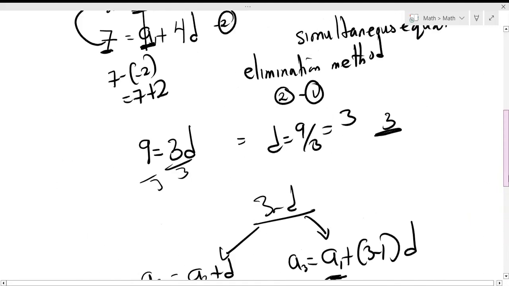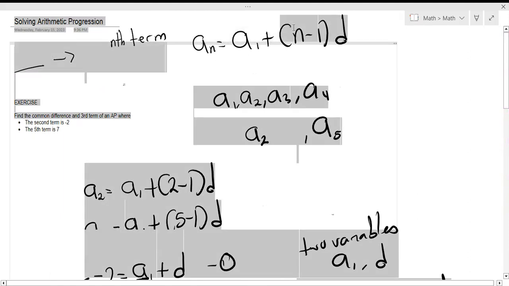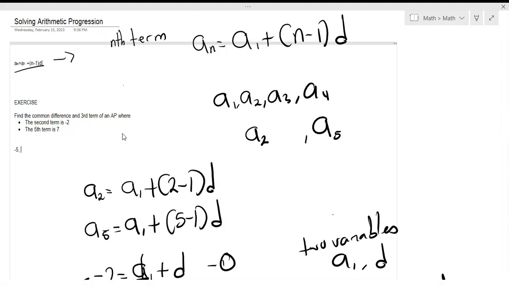So you can see in this situation, we use the general formula. It's always important. Then from there we did simultaneous equations, and that's just it. So we can decide to write: from what we know, the first term is minus 5. The second term is minus 2. The third term, we already got as 1.